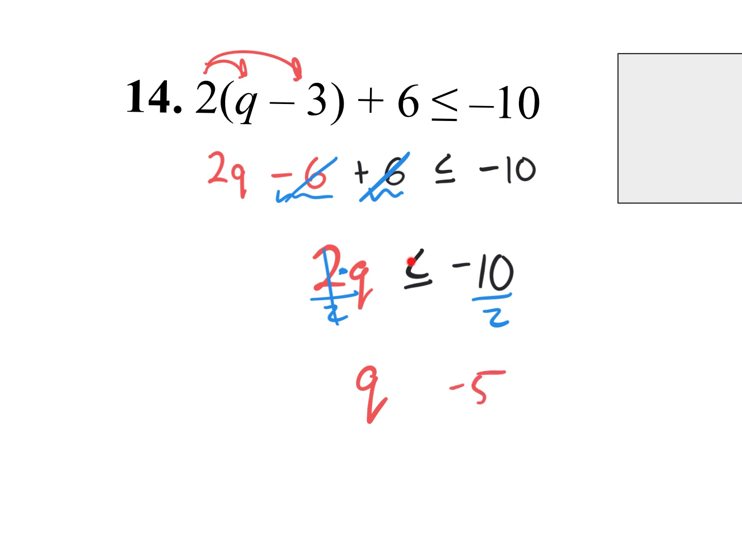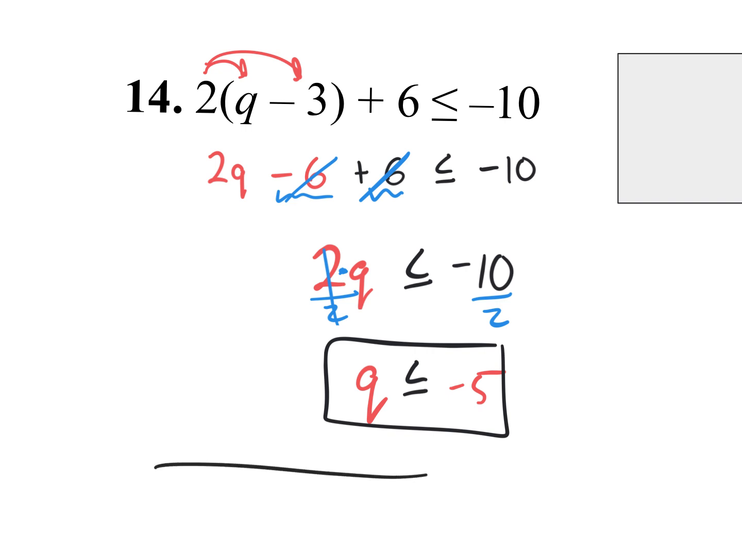But the question is, do I change the inequality or do I keep it? You're going to keep it. The only time that you change it is if on your last step you multiply or divide by a negative. This is not a negative. You're dividing by positive 2, so it stays. The only time it changes is if you multiply or divide by a negative.